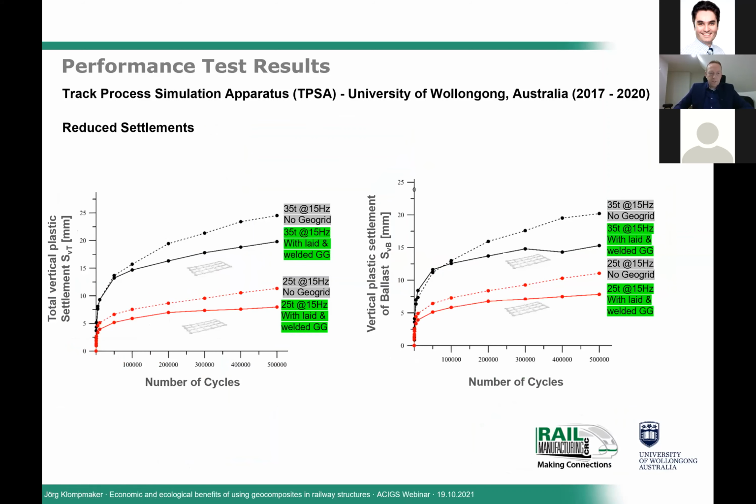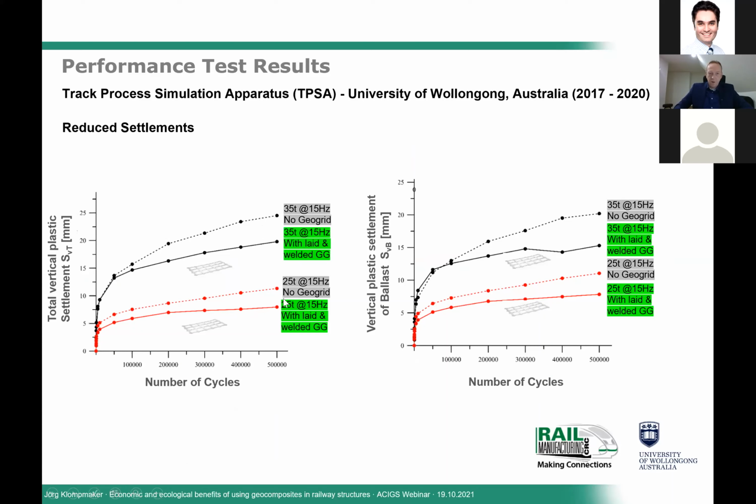Here we are seeing the results. On the left side, we see a graph that shows the total vertical plastic settlements in the subballast and ballast layer, and we can see the results of the loads with 35 tons at 15 Hertz. These are the two upper curves. The continuous line is measuring the result with a laid and welded geogrid, and the upper dotted line is the result with no geogrid.